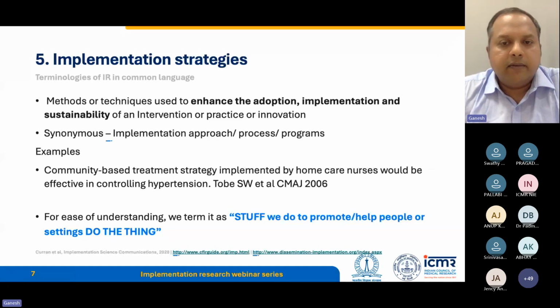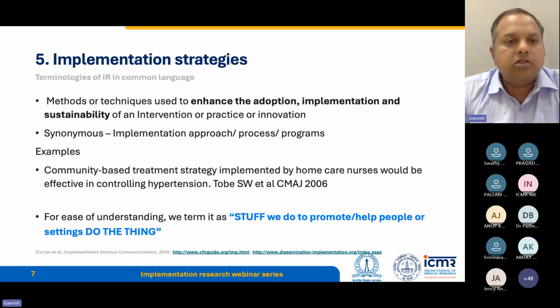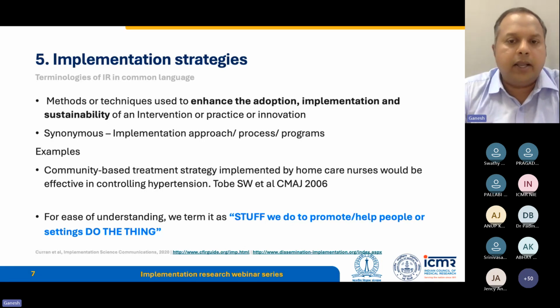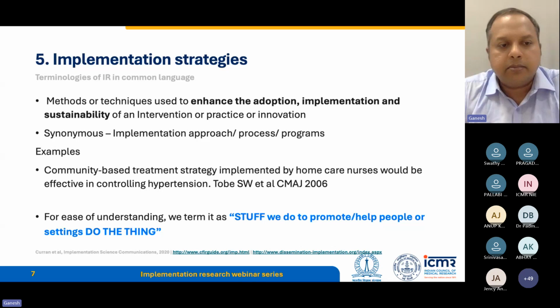Implementation strategies are methods or techniques used to enhance the adoption, implementation, and sustainability of an intervention or practice or innovation. You all know now very clearly that the intervention, practice, or innovation is the thing. Now, to enhance the adoption, implementation and sustainability, there are certain methods and techniques. Those are called strategies, implementation strategies. Synonymously, it is also called implementation approach, implementation process, or implementation programs.